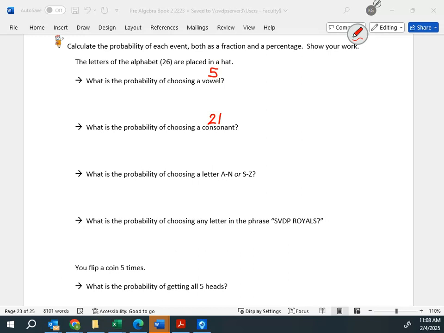What is the probability of choosing any letter in the phrase SVDP Royals? So you need to figure out what the desired number is and what the possible number is.